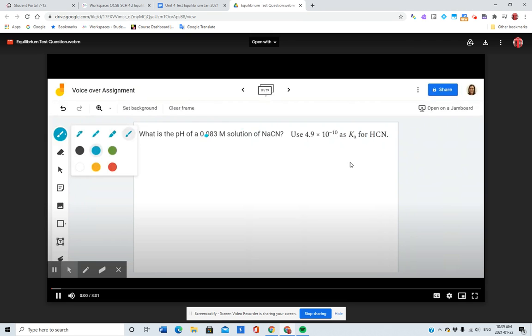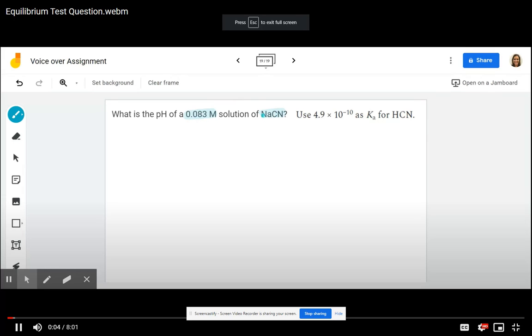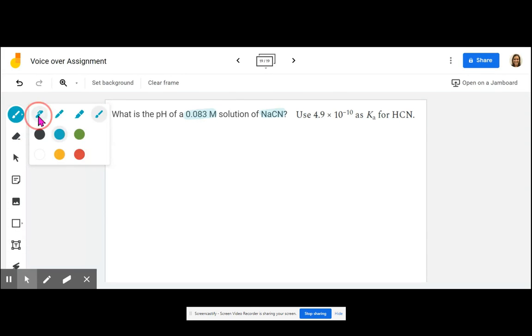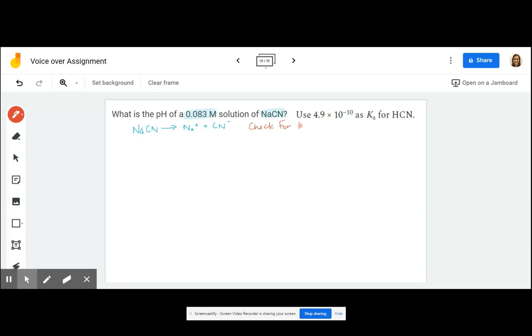Okay, so to start off, you just highlight the important information in the question, which is the amount of moles and NaCN. Then you can write an equation of NaCN, which produces Na plus and CN minus. Then you are going to check for hydrolysis, which is just checking to see if either of the products react with water.